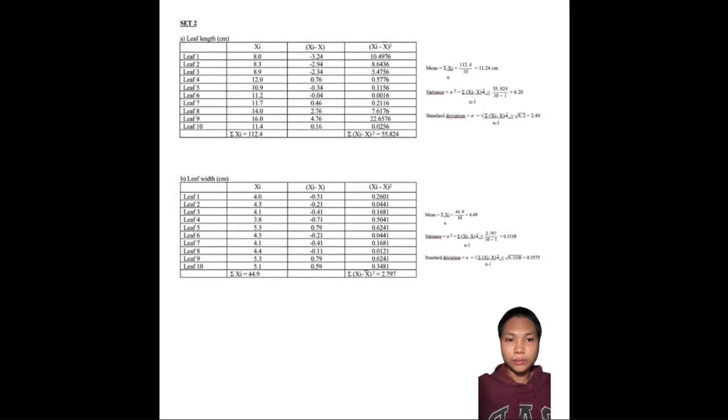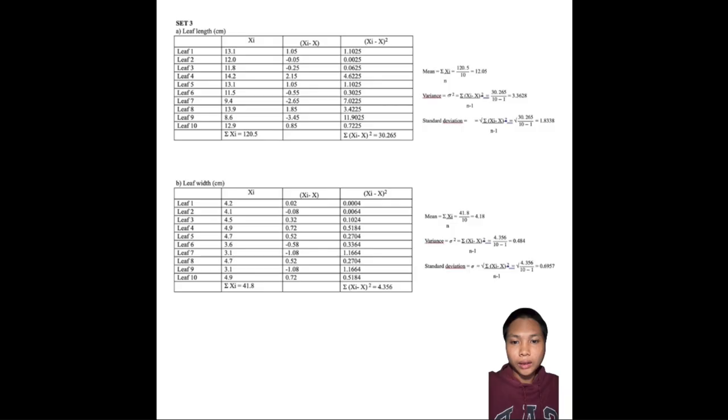After that is set 2, leaf length, which is A. Mean is 11.24 cm, the variance is 6.20 and the standard deviation is 2.49. After that is B in set 2, which is leaf width. The mean is 4.49, the variance is 0.3108 and the standard deviation is 0.5575.